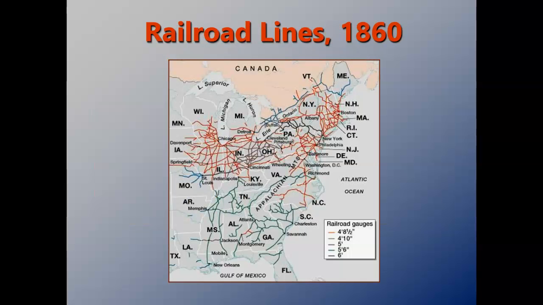Some of the telling maps you can look at: this one, for example, shows the railroad lines in 1860, and you can see the major difference here. How industrialized and how connected the North is versus how few rail lines really are in the South.